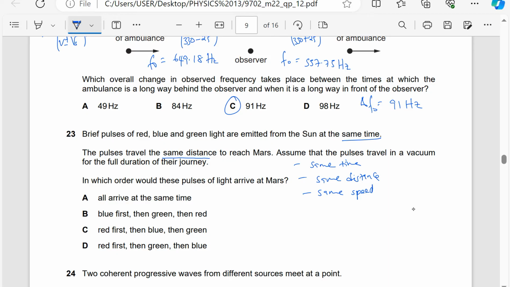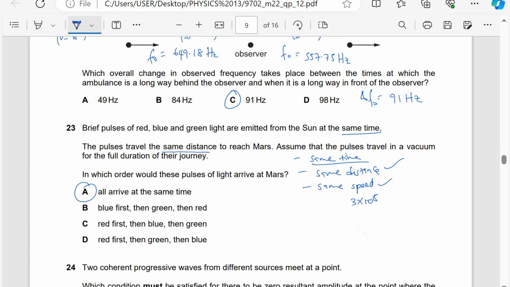In which order would these pulses of light arrive at Mars? So all arrive at the same time. Of course, they all arrive at the same time because they are emitted at the same time. They're going to travel the same distance at the same speed. So they all arrive at the same time. Without wasting time, the answer is A. Since they're traveling at a constant speed, which is 3 times 10 to the power of 8, and they're going to travel the same distance, the time is the same.